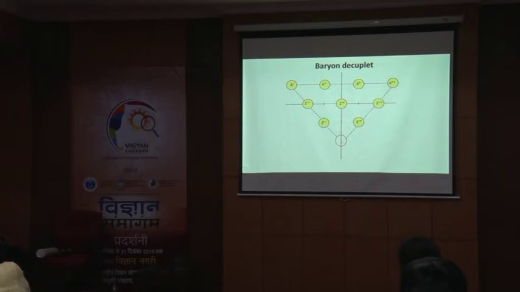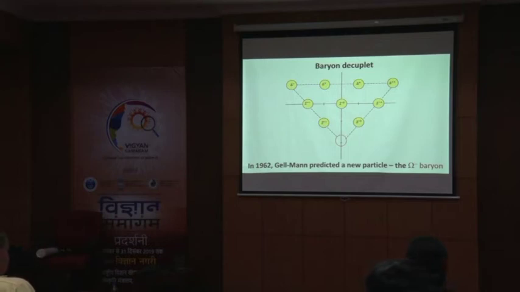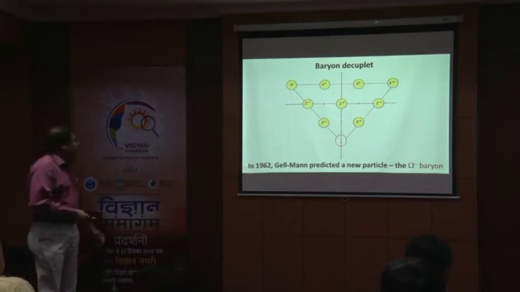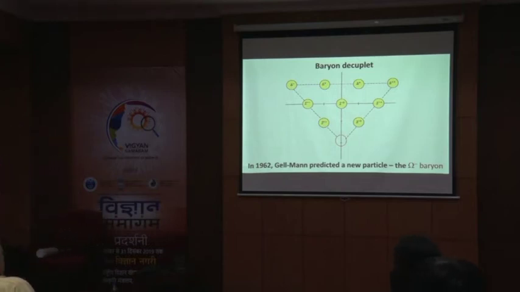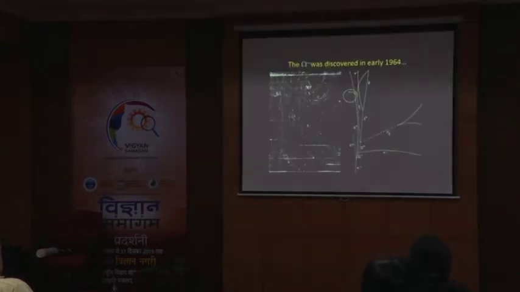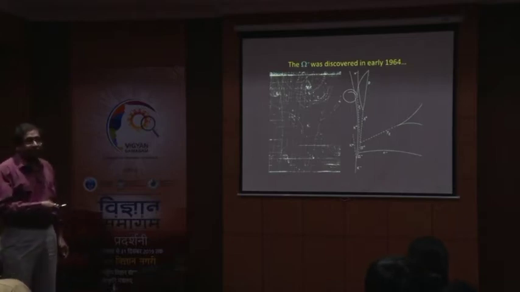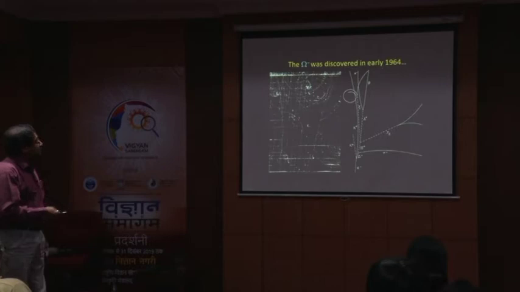So Gell-Mann proposed that there should be a new particle. He gave it the name omega baryon, and then it was discovered right over there, and the next slide shows the discovery in 1964. So within 2 years, people really found the particle, the omega decaying, and so on.